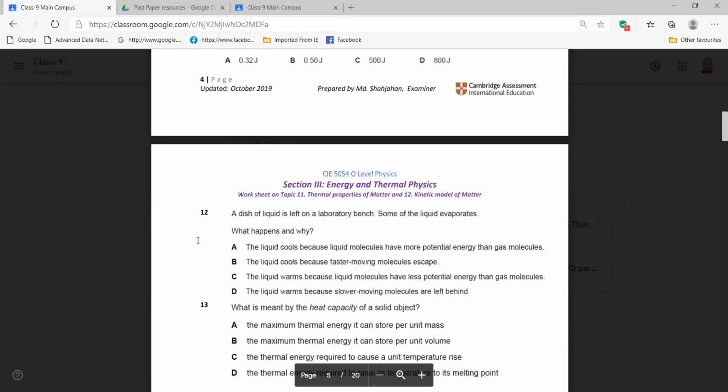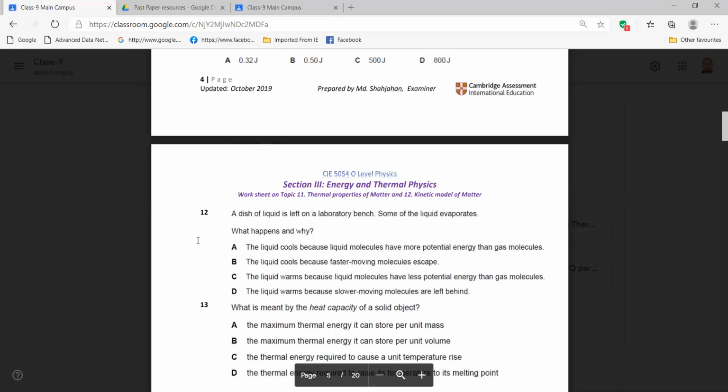But sir, I have a confusion. The liquid cools because the liquid molecules have more potential energy than gas molecules. Sir, can you just explain this line to me?